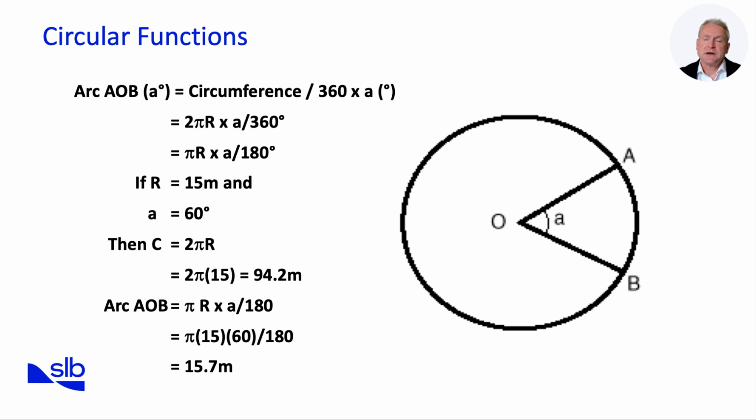For example, if the radius is 15 meters and the angle is 60 degrees, the circumference is 94.2 meters, and the arc length comes to 15.7 meters. This calculation is essential for determining the path length of a curved section of a wellbore.